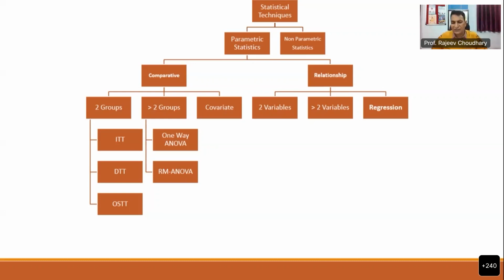Repeated measure analysis of variance. As I have said, one-way ANOVA is an extension of the independent t-test, and this repeated measure ANOVA is an extension of the dependent t-test. What was our example of the dependent t-test? Our example was the effect of morning walk on blood pressure. For how much duration have you given treatment? Suppose 3 months of morning walk. It is possible the first 1 month may be beneficial, and after that it may become an overdose, maybe with negative effects. So we require the exact date of improvement.